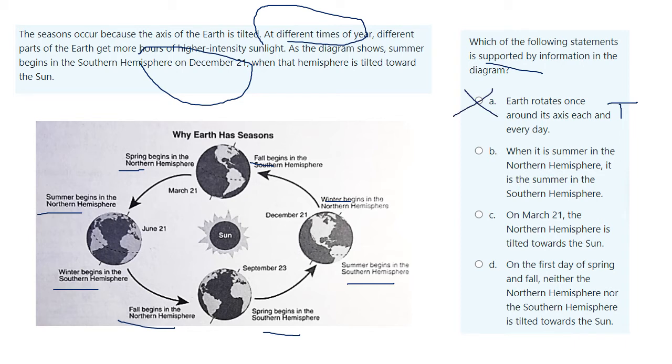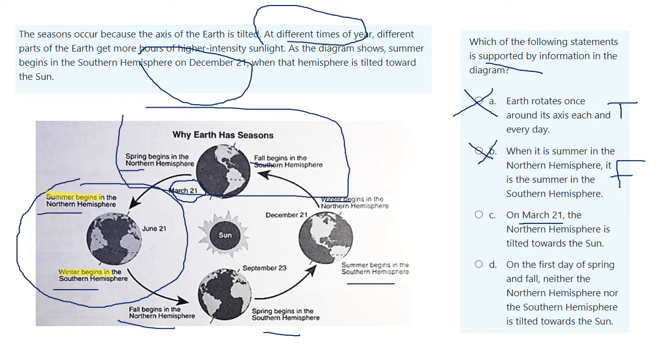B: When it is summer in the Northern Hemisphere, it is summer in the Southern Hemisphere. Well, we need to look at this section here. When the summer begins in the north, the winter begins in the south. So B is false. They do not both have the same seasons. They have opposite seasons. C: On March 21, so we're looking at this section here.